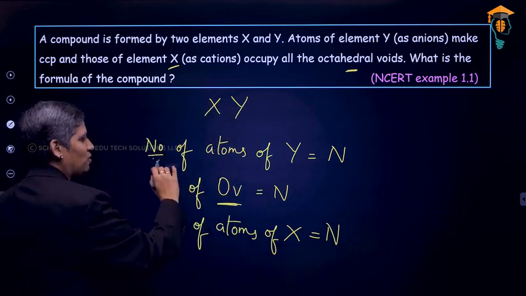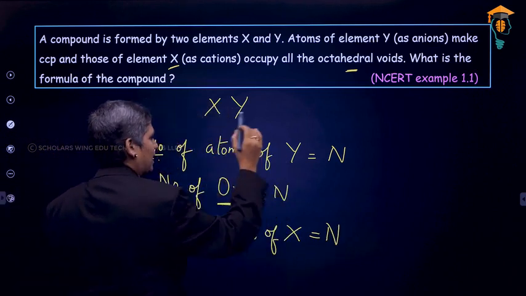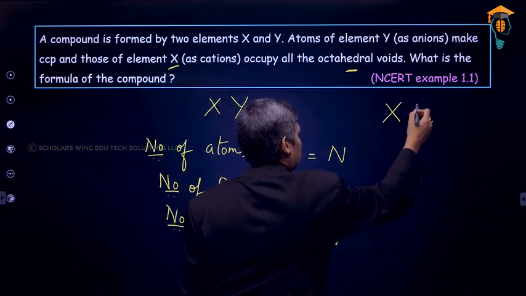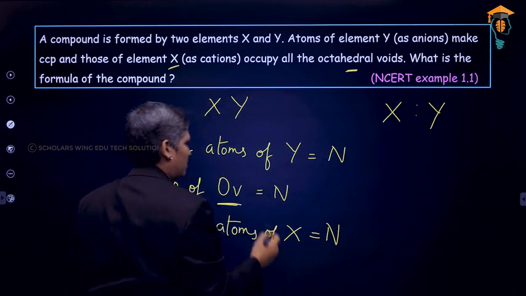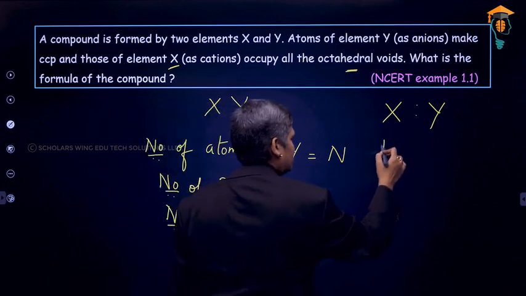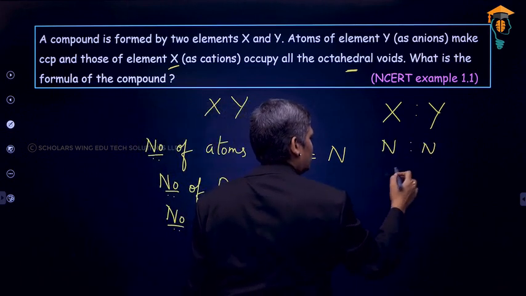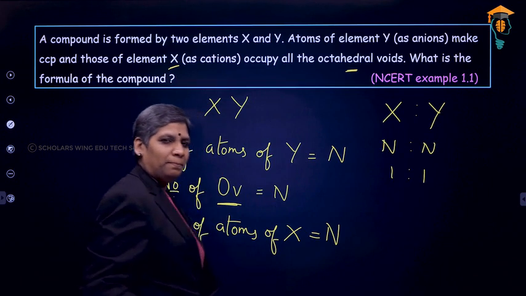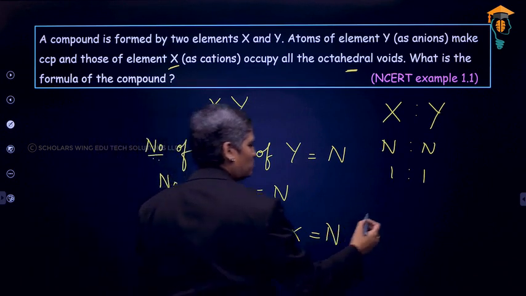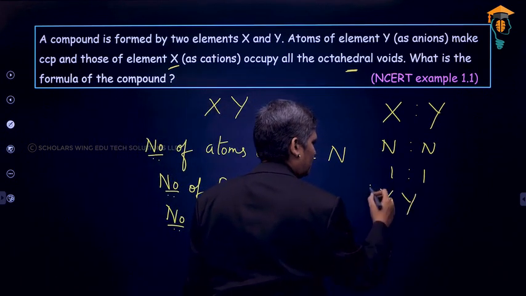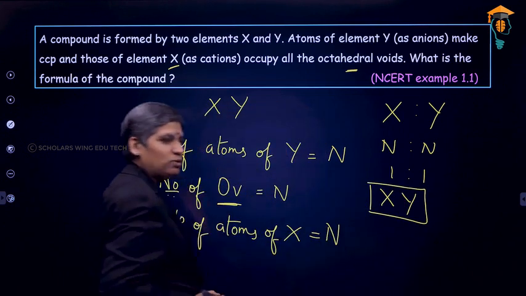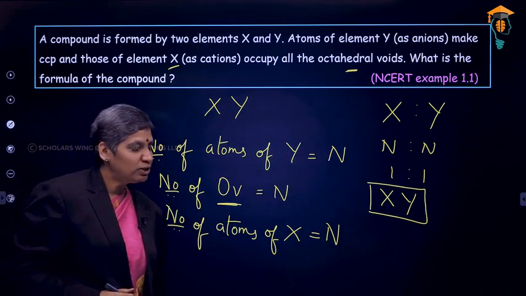So the number of atoms of Y, we found n. You take the ratio between X and Y. The number of atoms of X also is n, isn't it? So n is to n means what? It's nothing but 1 is to 1. Therefore, the formula is very simple, XY. Okay? Did you understand? Shall we take up the next question now?